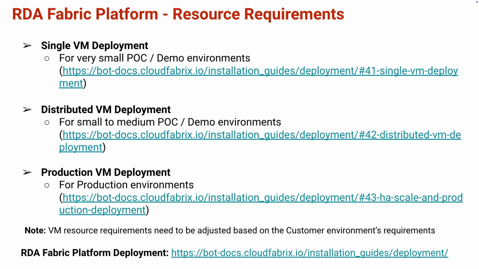In a small to medium POC or demo environment, you can deploy our application in distributed VMs in the span of 2 VMs or 3 VMs. But for production VM deployments, obviously it has to be distributed. And as we talked about the high availability requirements and scale requirements for our different application services, all of those prerequisites need to be met. So all of the base requirements are captured in these documents.